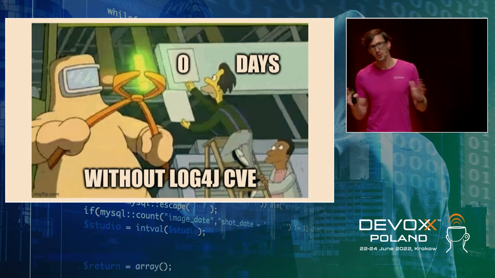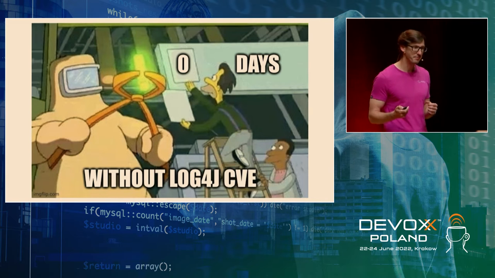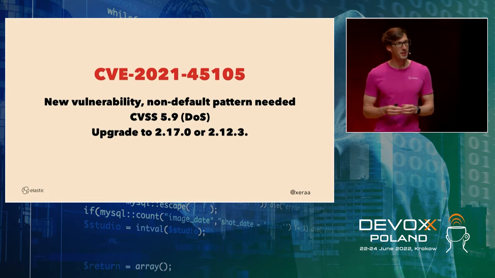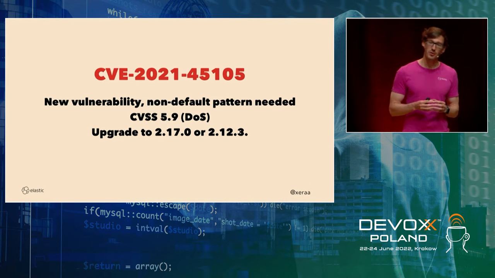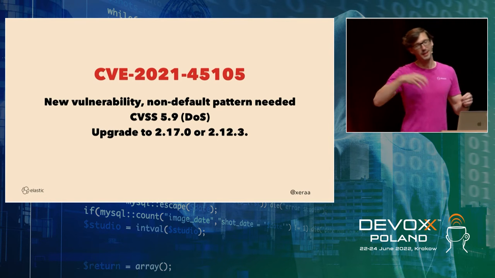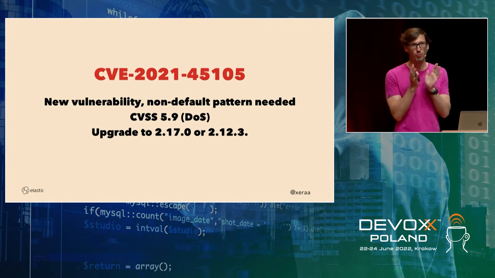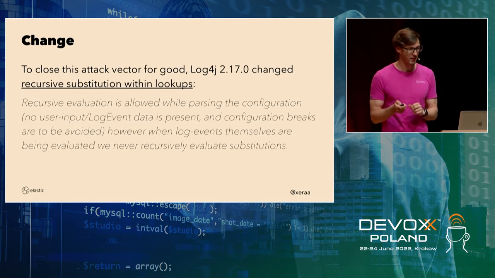However, we're not done. There was a third security issue. So this one keeps on giving. This one also needs a non-default pattern. So this is only giving you a denial of service attack. And again, another Log4j version came out. But this one is much more limited, no remote code execution. And again, you needed a non-default pattern to actually use that.